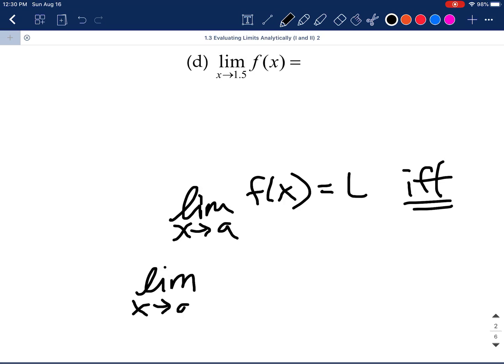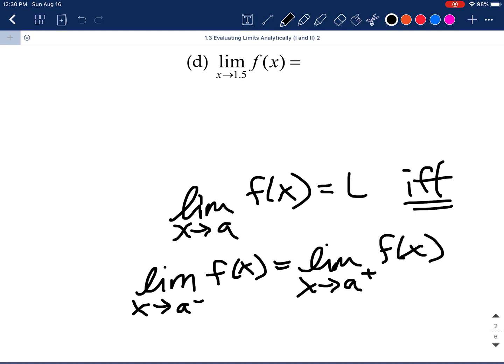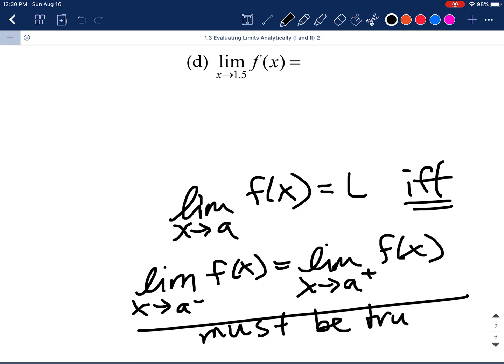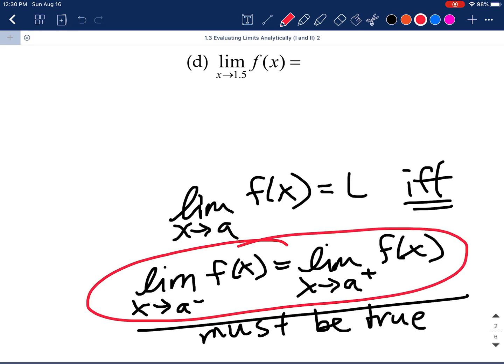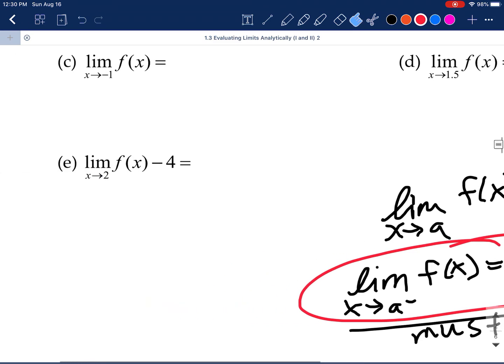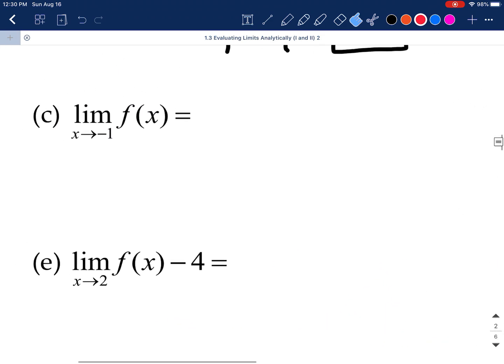So this limit only exists if the following is true. The limit as x approaches a from the left, and we talked about this earlier, but I want to emphasize it here, equals the limit as x approaches a from the right. That has to be true. So if you're proving it, this is what you must show. You have to show that those limits are the same. Okay, so let's do that for C.